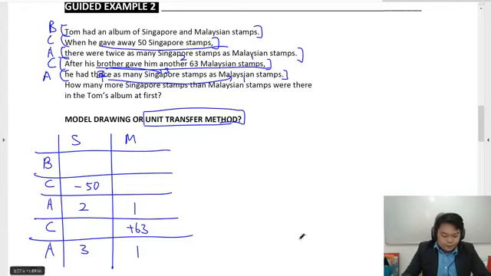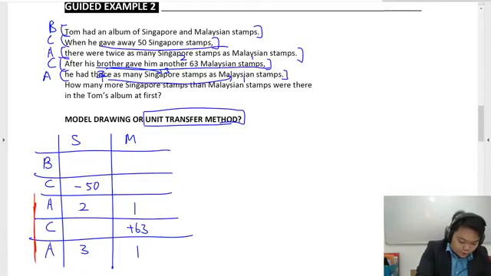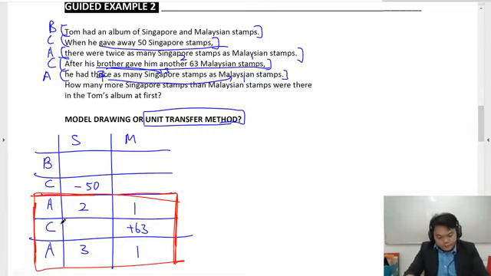So once we have that, this is a rather special case, because if you are to isolate out this box over here, you will see that inside this change row, there is no change for the Singapore stamps. If you are doing it by model, you have to read the question carefully and infer that there is no change for the Singapore stamps. That's very important.